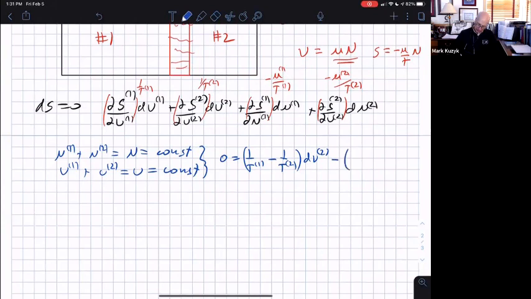Then here I'll get 1 over T1 minus 1 over, oh, not T, mu. The T is there, but I forgot the mu. So you have mu1 minus mu2, dN1. So you have to be careful when you go fast to sometimes write the wrong thing, which I did twice. Okay, is that okay now?